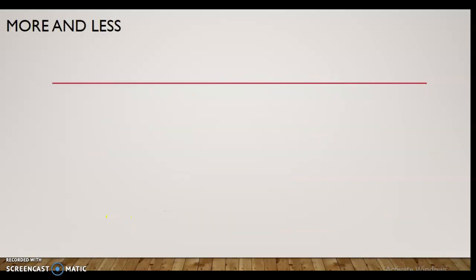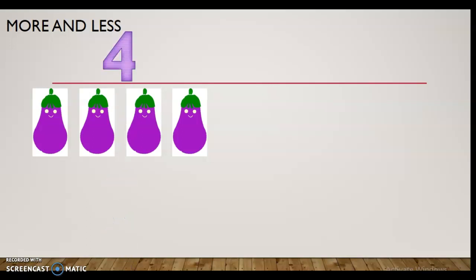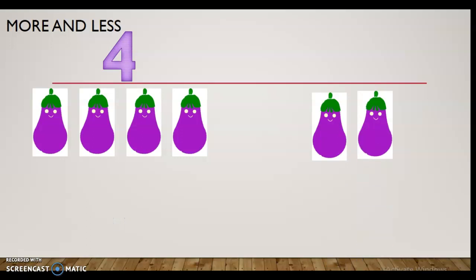All right, so I have some objects and I'd like you to count them with me. 1, and these are eggplants. 1, 2, 3, and 4 eggplants. Okay, so these are the eggplants on the left. Now let's count the eggplants that are going to be showing up on the right. Oh, there's the 4. 1, 2, and 3. And there's a 3. So we are comparing the numbers 4, and we're going to compare the number 3.